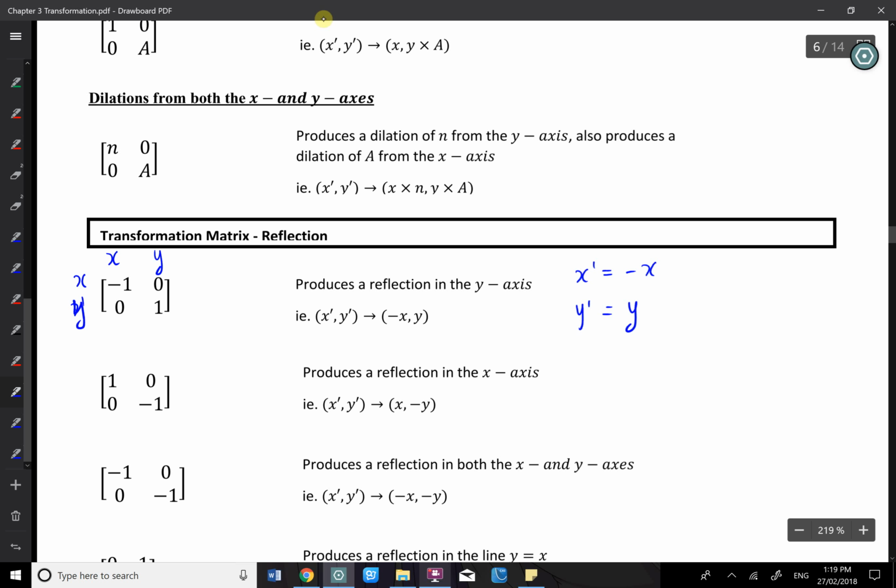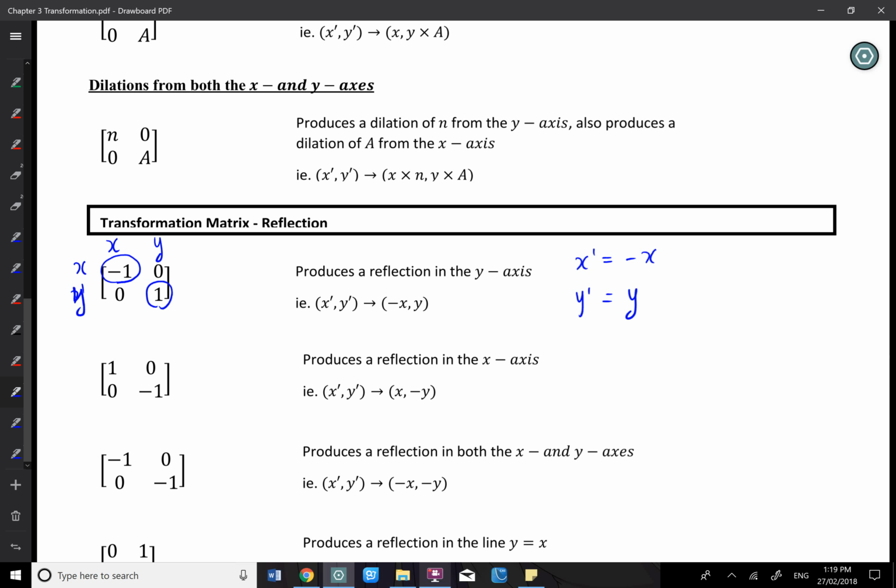For the x spot, you will have a negative 1, because the new x equals the negative of the old x. Like the matrices we learned when solving linear equations, we write the coefficients only. So the coefficient will be negative 1. For the y value, the coefficient will still be 1. But the other two boxes will be 0, 0.